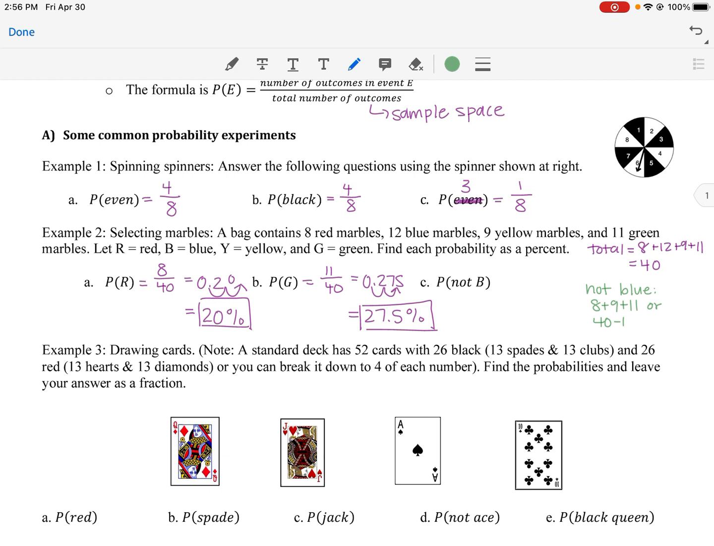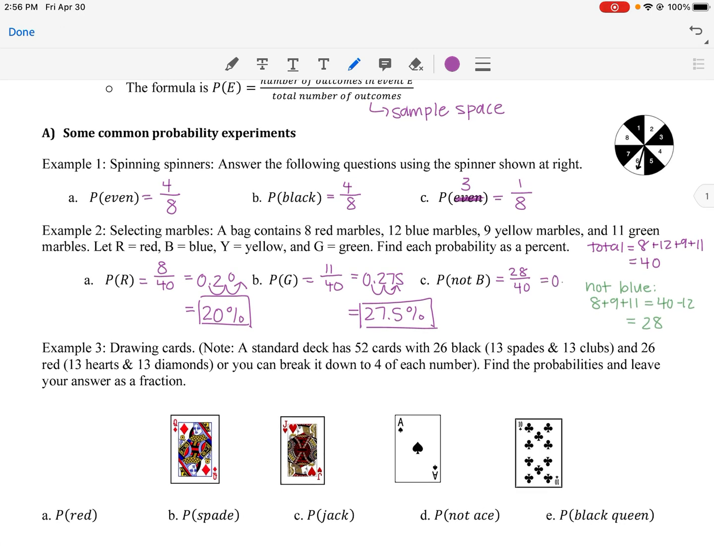Either way, we end up with a total of 28 marbles. So we're going to have 28 over 40. 28 divided by 40 gives me 0.7. So take that and move the decimal twice to the right, and we get 70%.